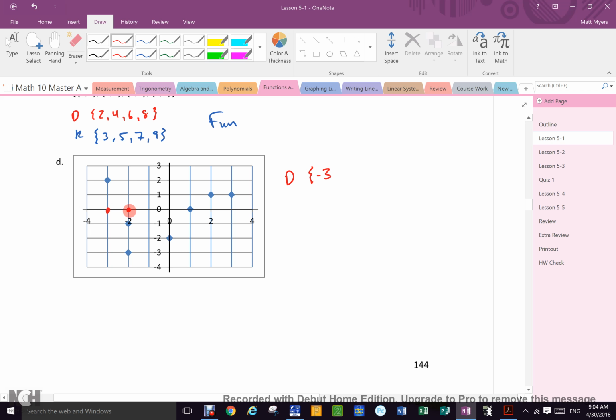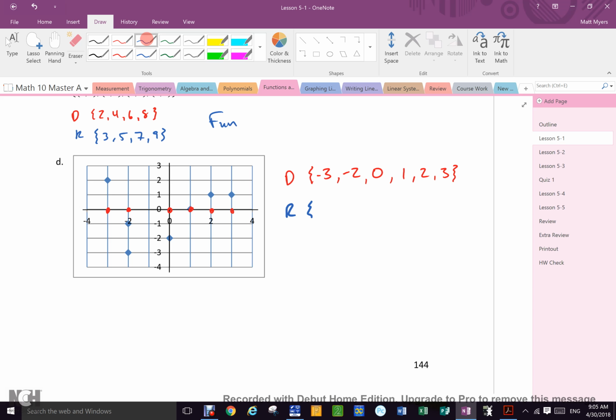-3. I have an X there, yes? What's its value? -2. What's next? There isn't one at -1. The next one is 0. Then what? 1. Then what? 2. Then what? 3. Can everybody figure that out for domain? On domain, we look on the x-axis. Where do we look on the y-axis? Where do we look for range?